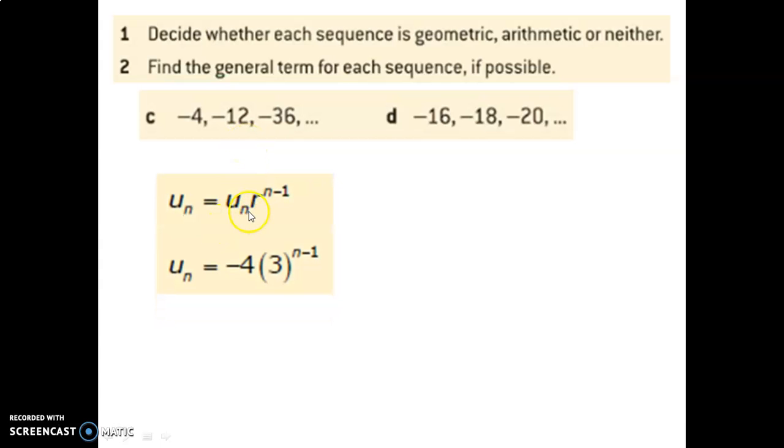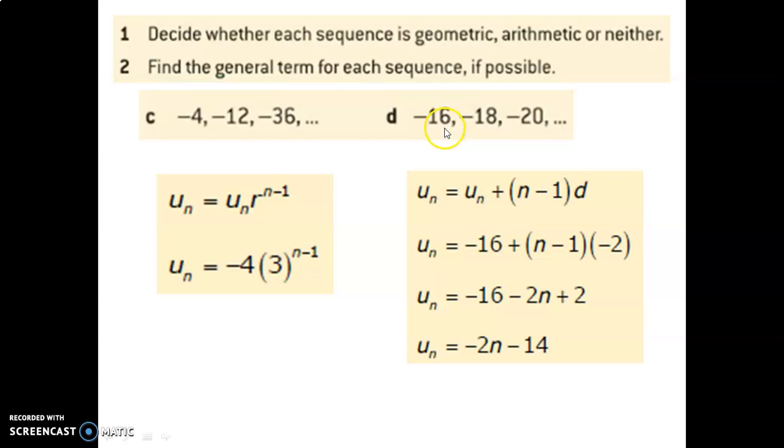Okay, in C we have geometric again. To go from negative 4 to negative 12, we multiply by 3. Then multiply by 3 again, so our R value is 3, our U1 value is negative 4, there's our general rule. Try D. In D, it is back to arithmetic. This is negative 16, so it goes down 2, it's going minus 2 every time, so we have a D value, a common difference of negative 2 right here, and then we have our arithmetic rule starting with U1 here. You can leave it like this, of course, but it might be easier to change it to the linear form. So you multiply through here, combine, and you get this.